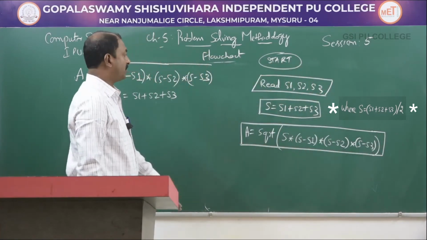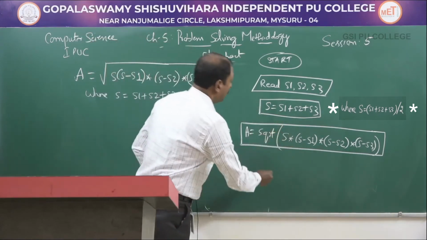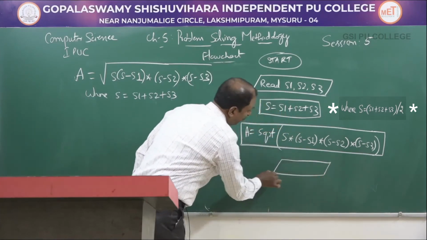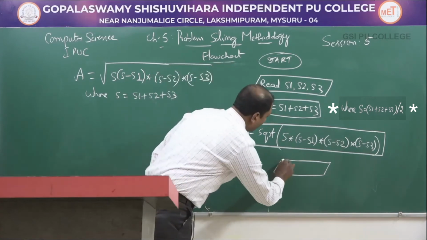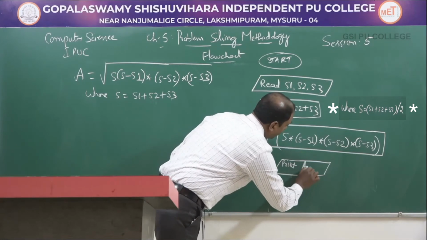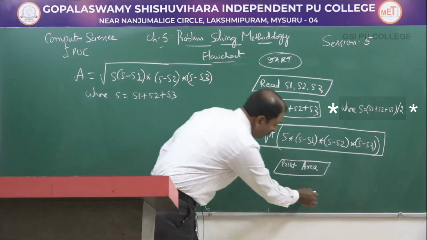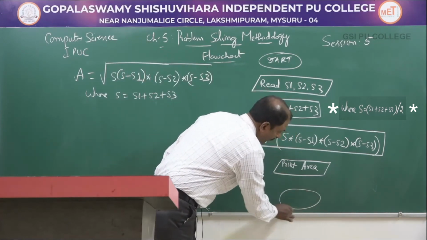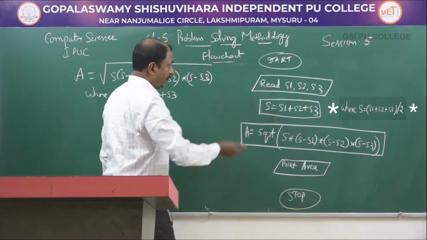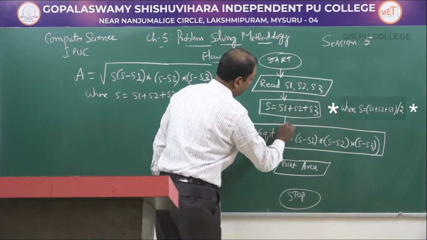So this is processing. Next step is we have to print area. We are using a parallelogram to print the values or print the result. I can write here print area, and finally we have to stop this flow chart, stop, and we are connecting different steps through these flow lines.